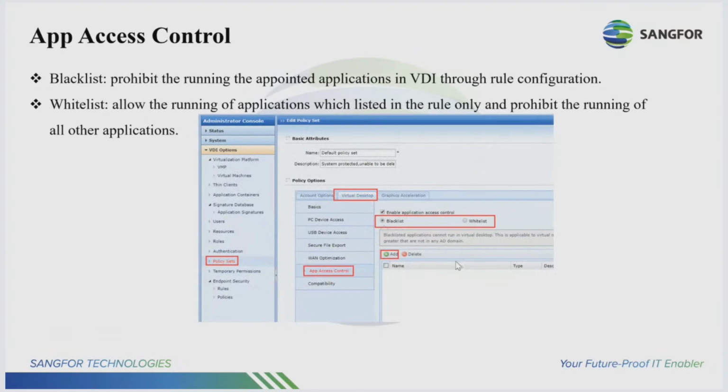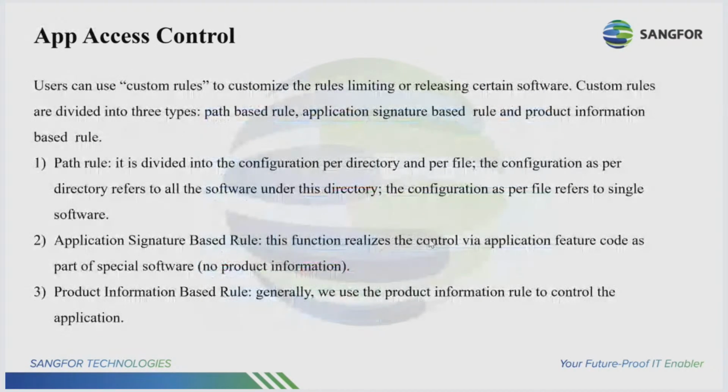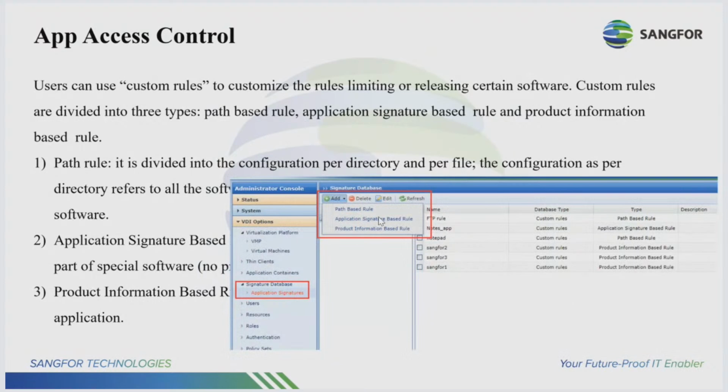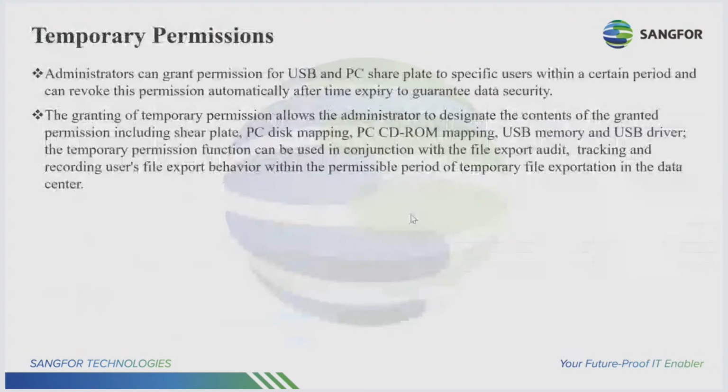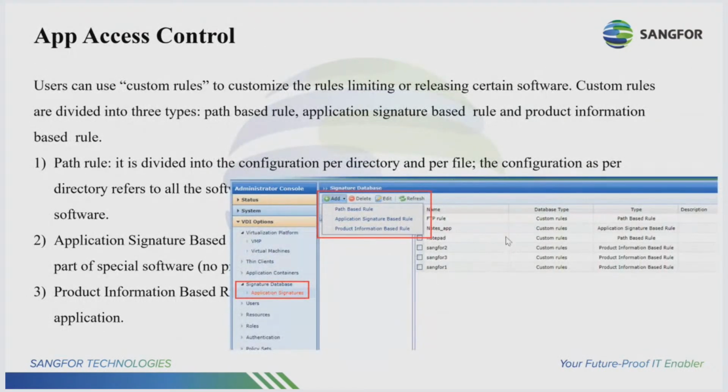Also, we just add here. For the add method, we support the path rule, application signature based rule, or product information based rule. We'll display more detail. Yeah, here we just display the configuration page. I will introduce more detail in the demo. Maybe you can see where the configuration page is.